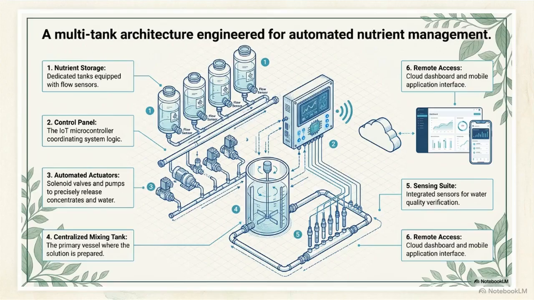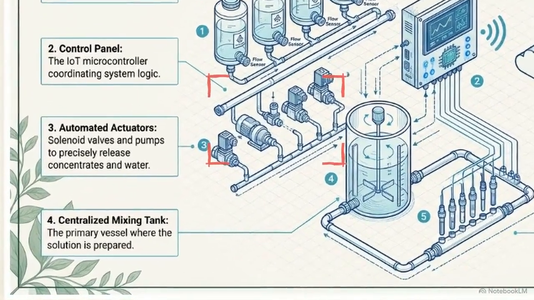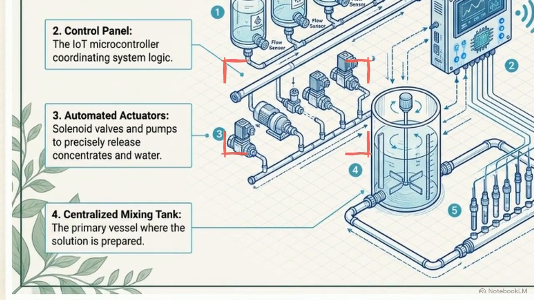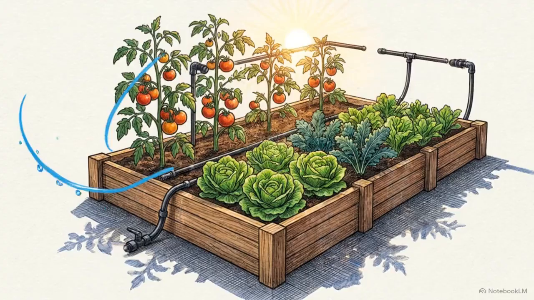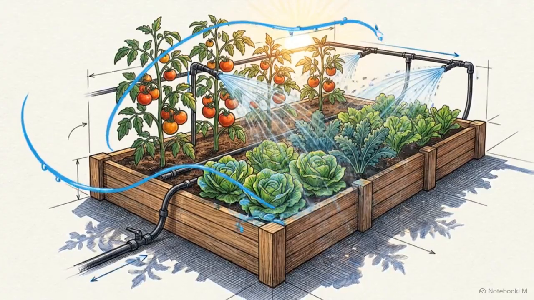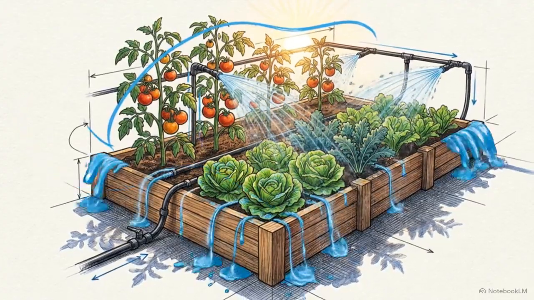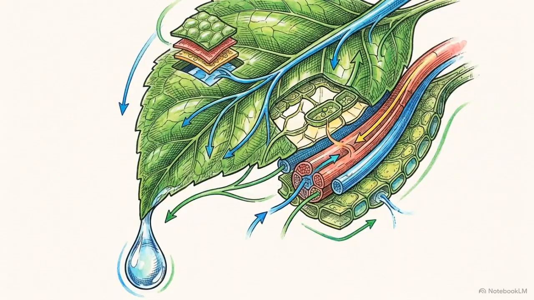This schematic outlines the architecture. A multi-tank design strictly separates pure liquid concentrates in the upper tanks from the centralized mixing vessel below. Precision solenoid valves and automated pumps release the exact required ratios of water and chemicals directly into the tank. By delegating the physical labor to an automated architecture, the farm no longer suffers when volunteer schedules conflict. The exact right mixture is prepared, exactly when the crops need it, regardless of who is working that day.